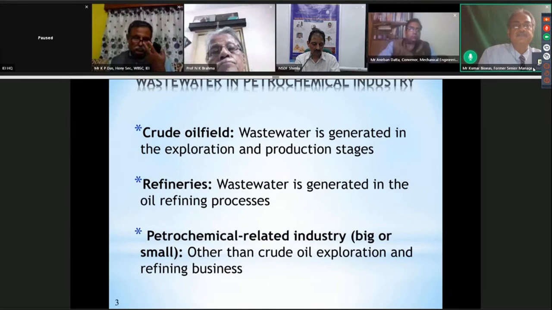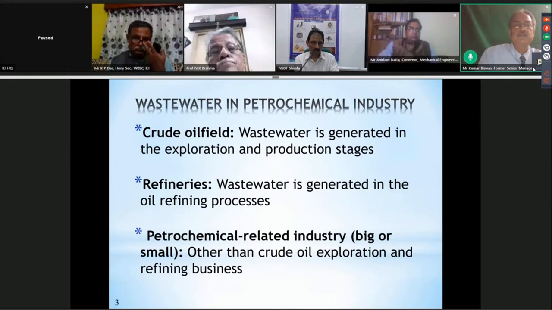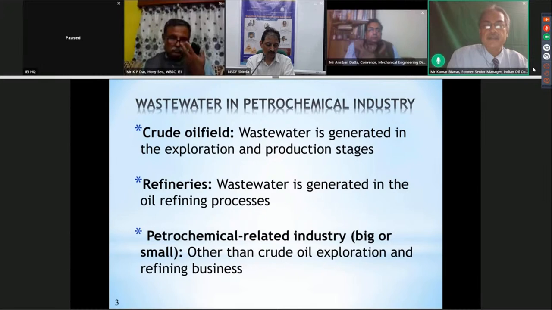So the slide talks about the two major categories: crude oil field, which is used in the production and exploration stage, and the refinery, which uses fresh water in the refining process. The third category is a smaller one, which is the petrochemical related industry other than exploration and production and refinery.